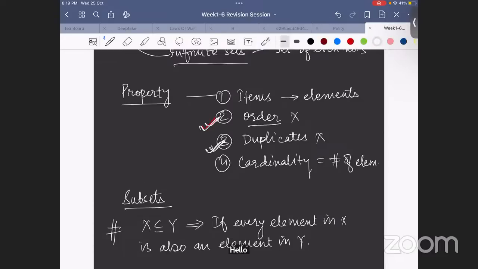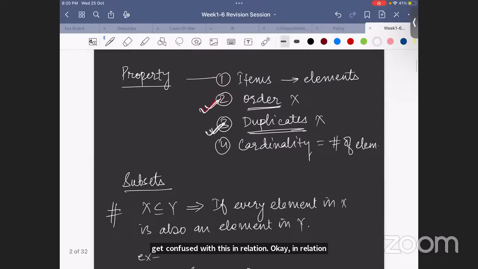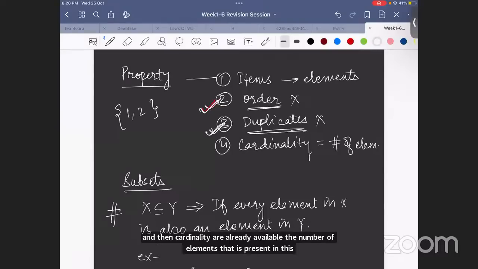So these 2 properties are very important. You can get confused with this and relation. In a relation, order matters; here it doesn't matter. And then cardinality, you are already aware, is the number of elements present in each set. Can you please explain the order in this type of question? Yes, order is like, you can have order in relation, but not every relation is an order.